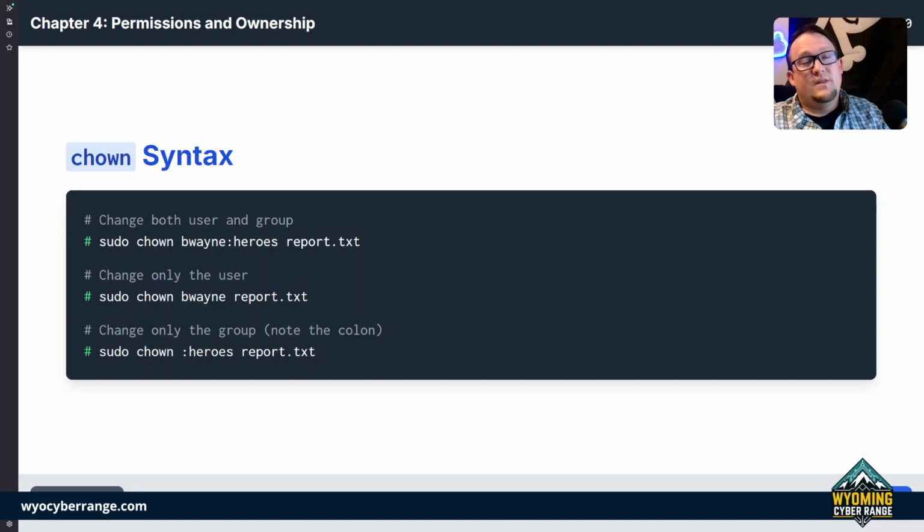Something of note, if you are asked on the CompTIA Linux Plus, you can use wildcards here. So if I want to change owner of everything in a directory, I can use an asterisk here as a wildcard. If I just wanted to change all text files, I could do asterisk.txt, and that would change all text files in this directory.